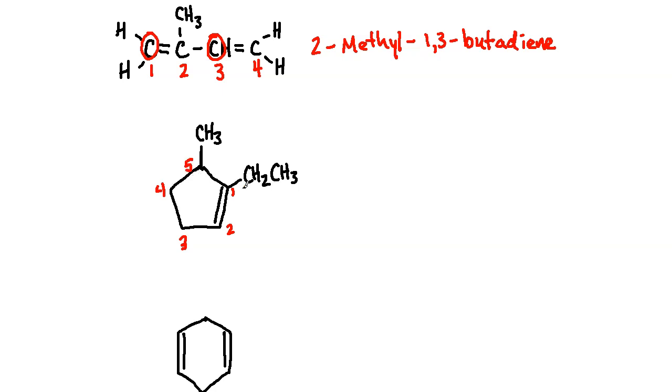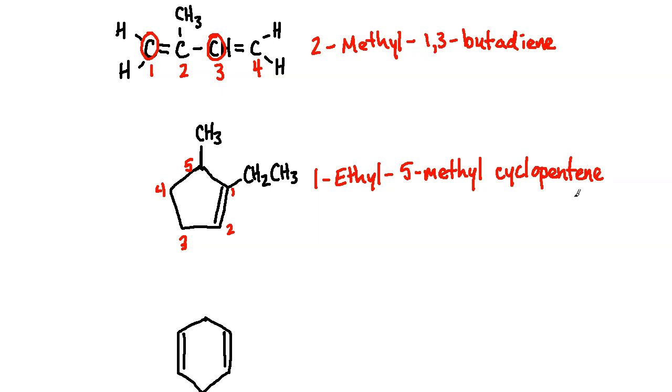1,2,3,4,5. Because I can also get a 1 for that ethyl, which is going to be better than having a 2 for it. So when I get ready to name this, it's going to be 1-ethyl. And then 5-methyl, again, alphabetically. And then if I take a look at the ring, I'm going to have a cyclopentene, okay? And there we are.